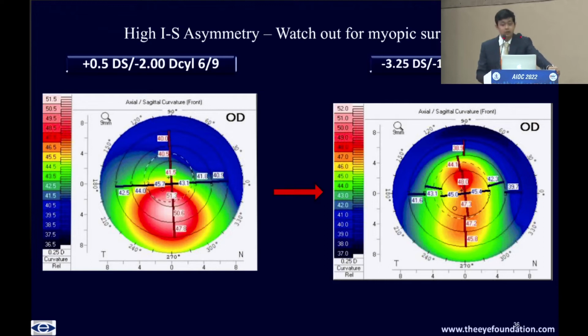But one caveat to remember is patients who have a very high IS asymmetry, or where the central 3 mm zone has not much irregularity. I won't call it a very decentered cone because on posterior float the cone may not be as decentered, but it is a very high IS asymmetry. The amount of cone on the sagittal curvature is in the inferior aspect. In these patients, while you're attempting to regularize the cornea, you inadvertently induce a lot of myopia in these eyes because you're steepening the central cornea a lot more to give a fairly regular cornea.